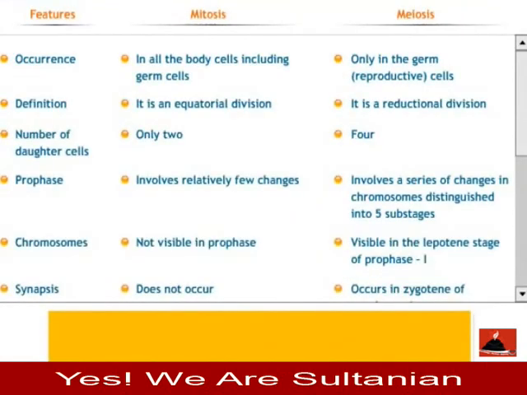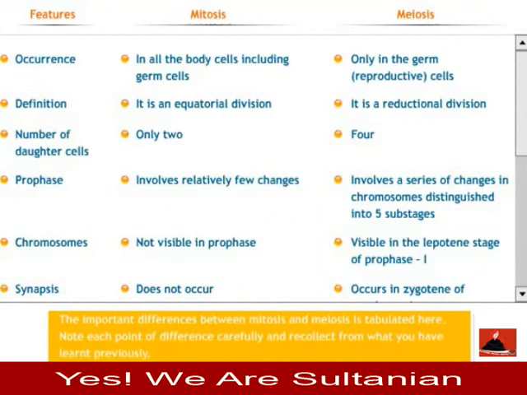Differences between mitosis and meiosis. The important differences between mitosis and meiosis are tabulated here. Note each point of difference carefully and recollect from what you have learnt previously.